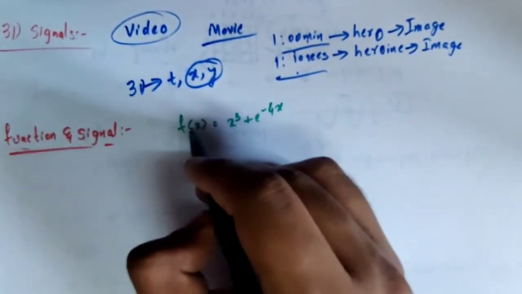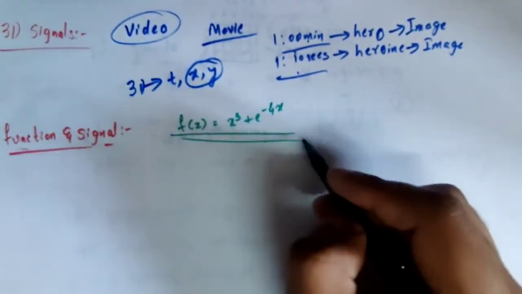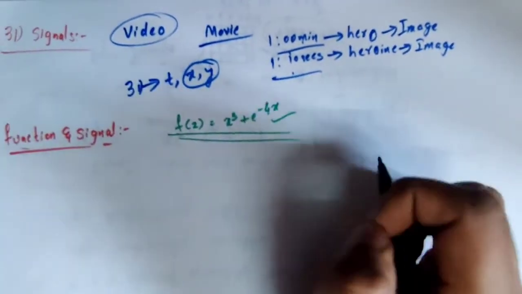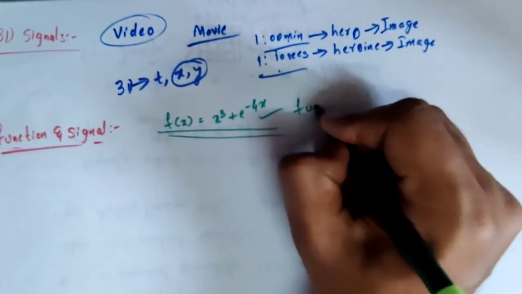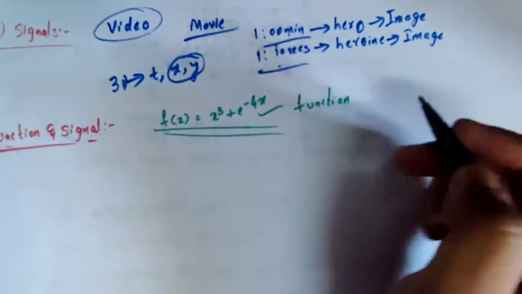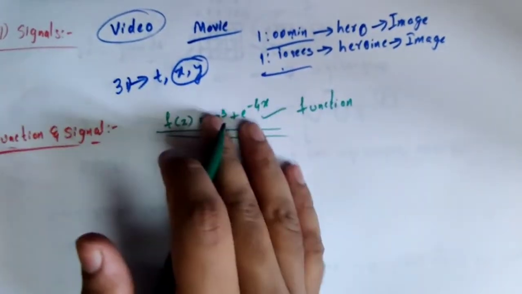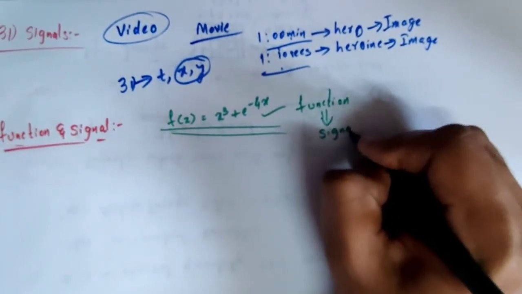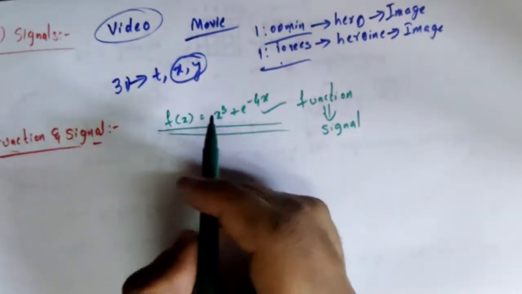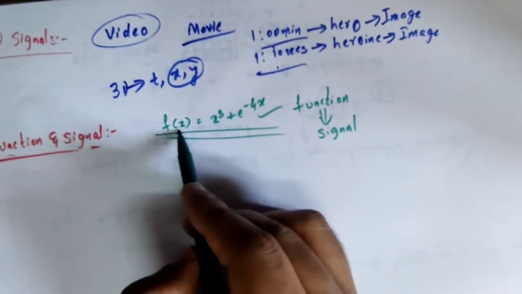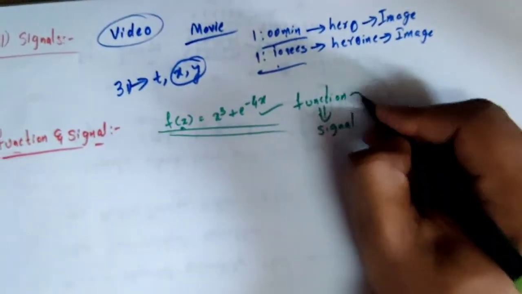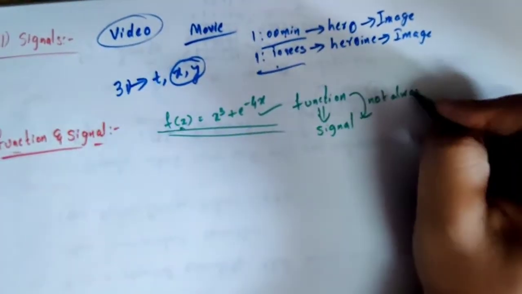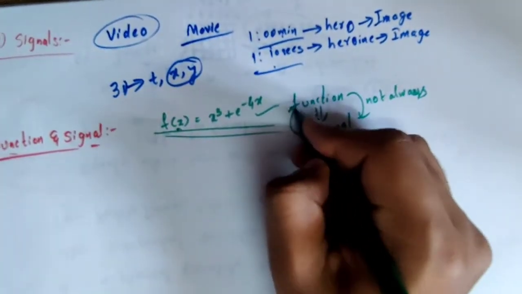mathematical expressions. Simply, when you don't know the concept of signals, what do you call this? When you see this, you call it some mathematical function. You call it a function. So after knowing the signal, you are calling this a signal. So I have to clarify one thing here: a function is not always a signal. A function is not always a signal, but a signal is always a function.